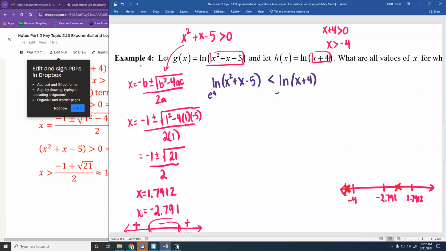e to the power right here. We will get x squared plus x minus 5 is less than x plus 4. There. Just drop the logs on both sides. And then we can subtract x and subtract 4. So x squared minus 9 is less than 0.